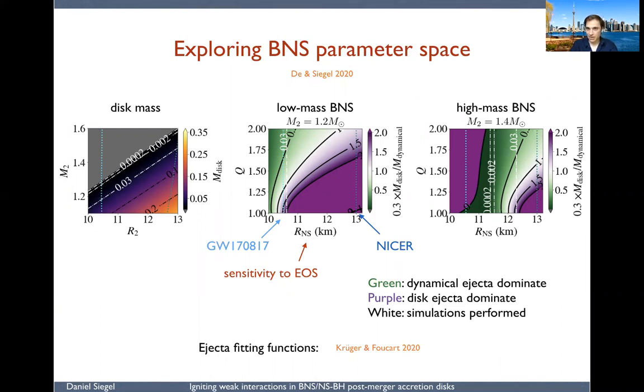On the right side, you see high mass systems, and there things change a little bit. These tend to collapse more promptly to a black hole and leave less material in the accretion disk, so you have lighter accretion disks there. And so dynamical ejecta tend to dominate, at least in part of the parameter space. In white, you can see some of the simulations. These correspond to some of the disk simulations that we did and that I'm going to talk about. They are chosen according to some physical criteria I'm going to explain in a second. Essentially we're sampling the parameter space depending on a physical condition that I'm going to show you.